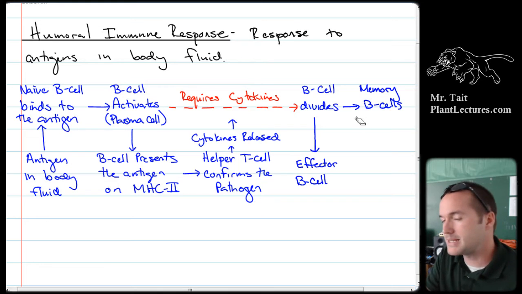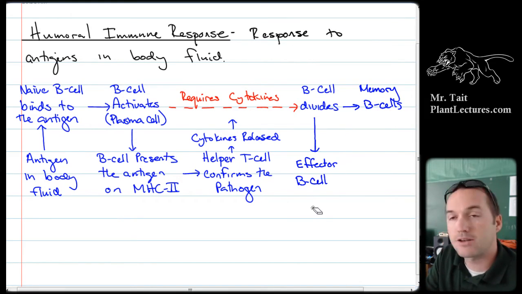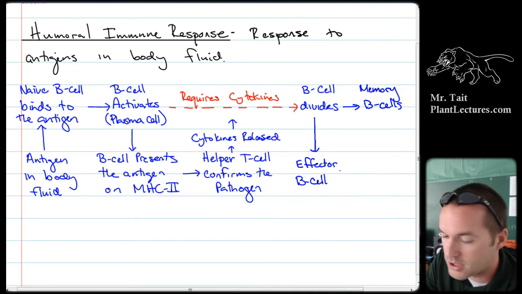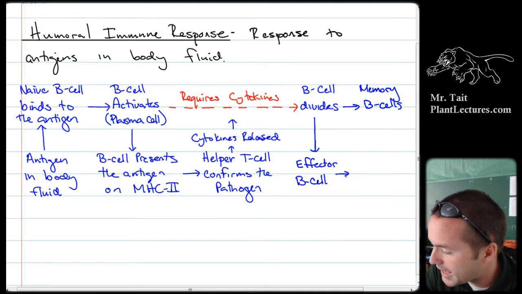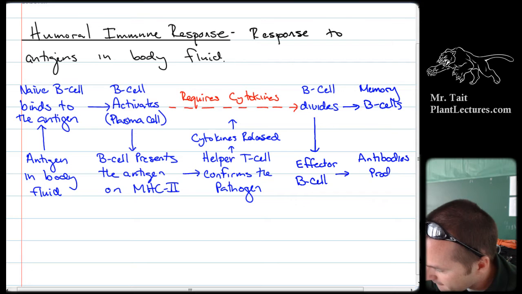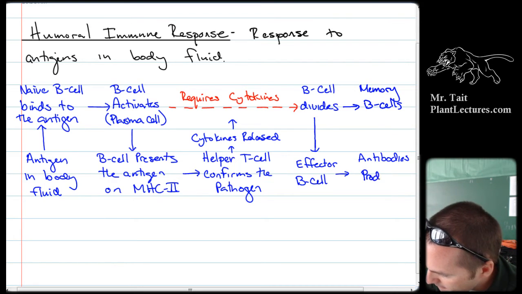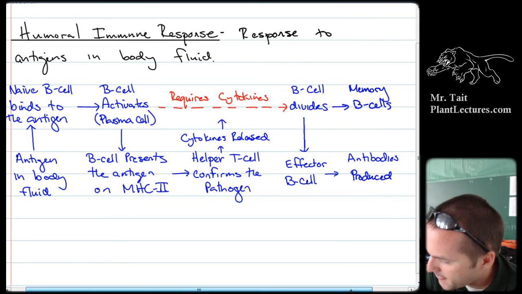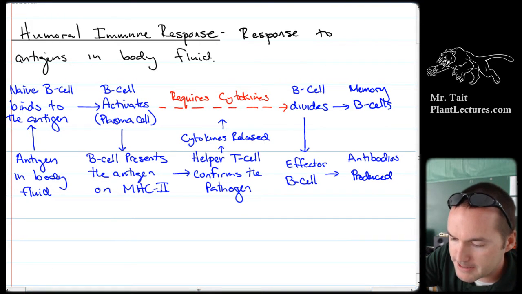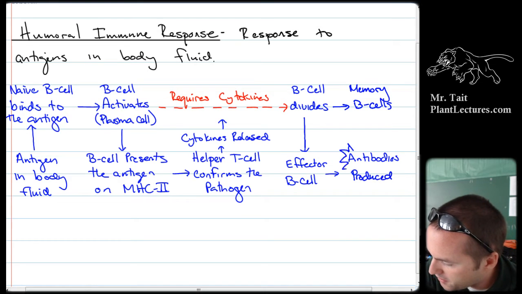Okay? But this hasn't dealt with the problem yet. You're still sick. You still have an infection. That's where these effector B cells are going to come in, and the effector B cells are going to produce antibodies. Okay? And when they produce antibodies, that is going to be the thing that actually fights the infection.